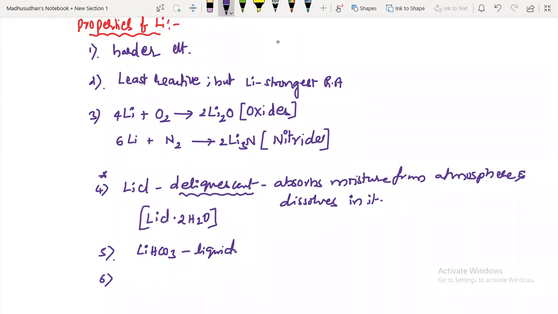Lithium does not react with acidic protons. Suppose you have ethane, these protons are acidic, right? If sodium is there, sodium can easily replace that acidic proton, and C minus and Na plus will form. Whereas sodium reacts, lithium does not react with these acidic protons. That is one abnormal behavior of it.